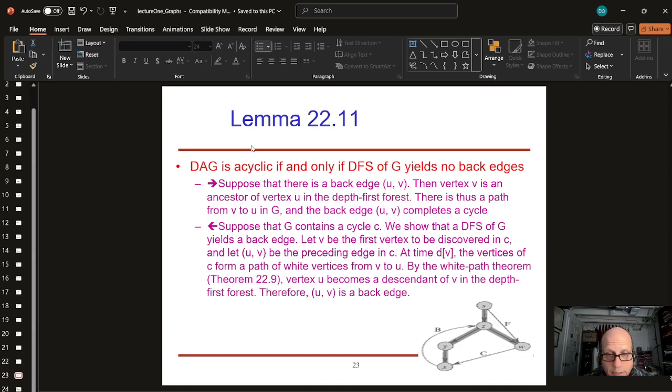Now suppose that G contains a cycle C. We can show that depth first search of G yields a back edge. Here we let v be the first vertex to be discovered in C and let (u, v) be the preceding edge. At time d[v], the vertices of C form a path of white vertices from v to u. By the white path theorem, vertex u becomes a descendant of v in the depth first forest. Therefore, (u, v) would be viewed as a back edge.